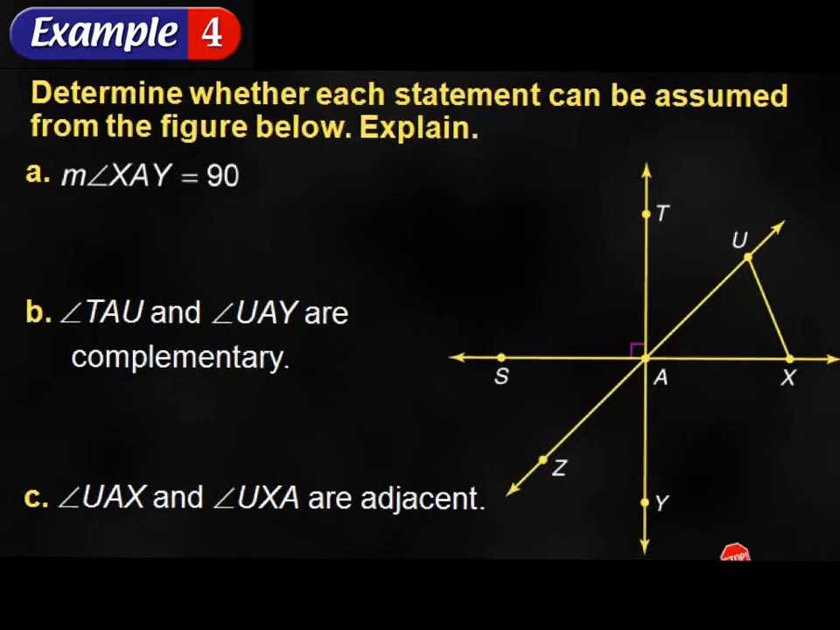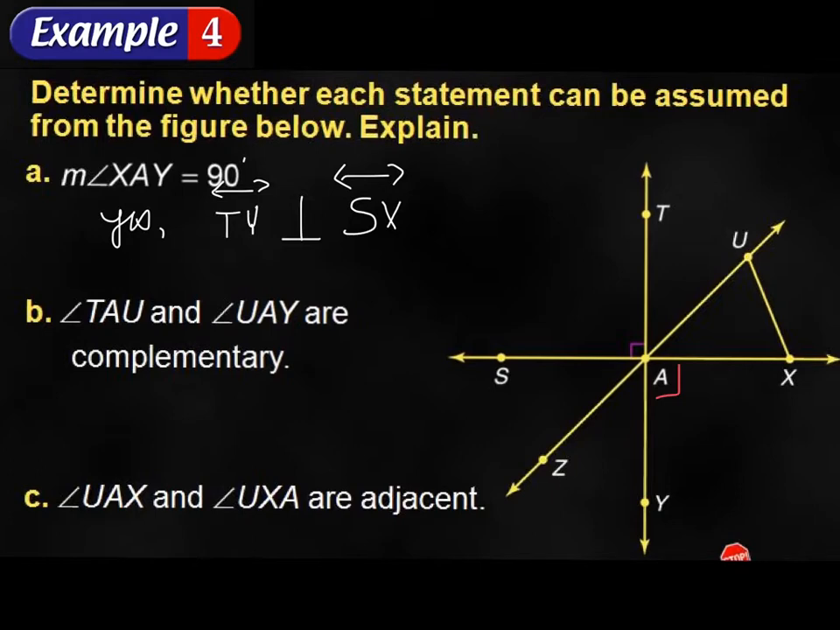Determine whether each statement can be assumed from the figure below. Explain. Okay, can we say that the measure of angle XAY is 90 degrees? I would say, well, if one angle is 90, those lines are perpendicular, so all of those are 90, so that's a yes. And the explanation is line TY is perpendicular to line SX.